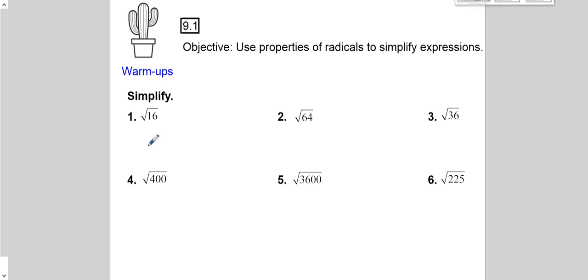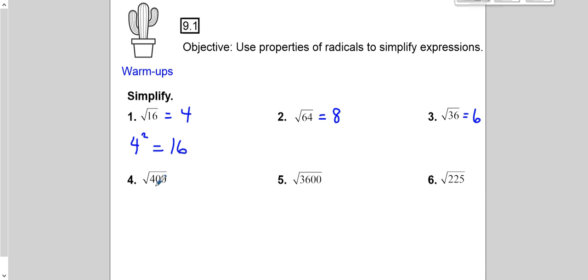What's the square root of 16? 4. What's the square root of 64? 8. Square root of 36? 6. Now remember, it's because 4 times 4, or 4 squared, is 16. It's what number squared gives you that number. These next few are a little bit harder.